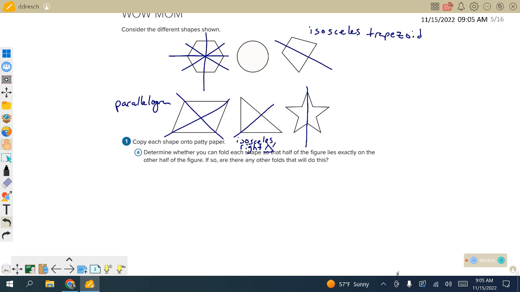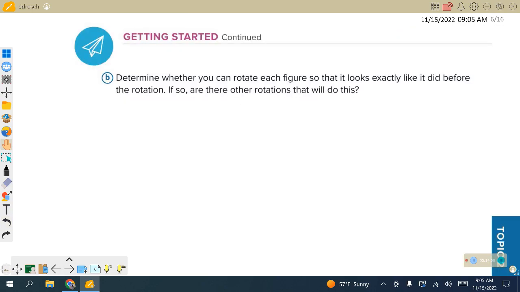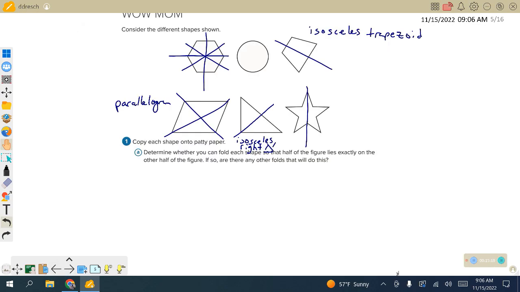Now, on the next page here, maybe. Let's go, same type of question, but let's talk about it being rotational, okay? Let's do the same thing that we just talked about, but in terms of rotations. So that hexagon to start off with: on that hexagon, can you rotate that and land on itself?